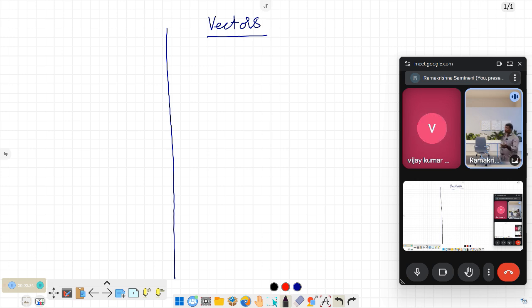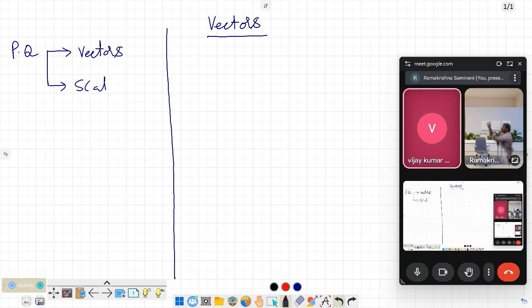Okay, so for that, to start, we classify physical quantities into mainly two types. One is called vectors, the second one is called scalars. So what is the use of classifying these? We can go with respect to examples.